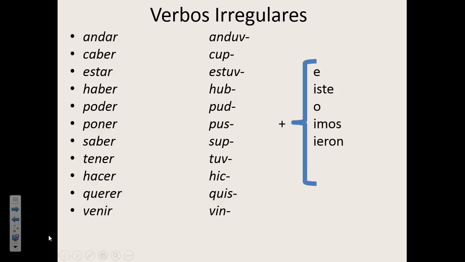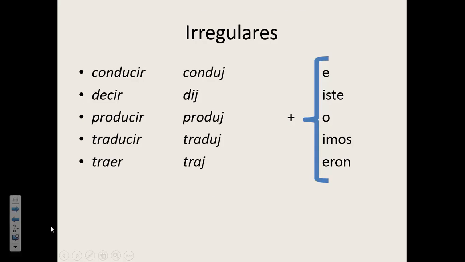These are all verbs that are very irregular in all forms, as well as these verbs also on the next slide, like the verb conducir, to drive, the verb decir, to say or to tell, producir, to produce, traducir, to translate, and traer, to bring. So make sure you write down the English meanings of these verbs, and then we're going to practice and we're going to just kind of mix them all up.